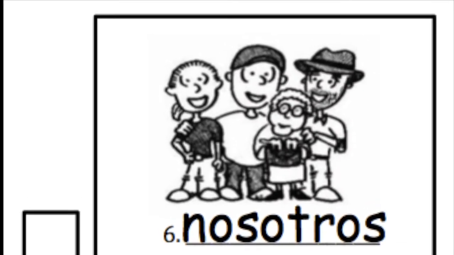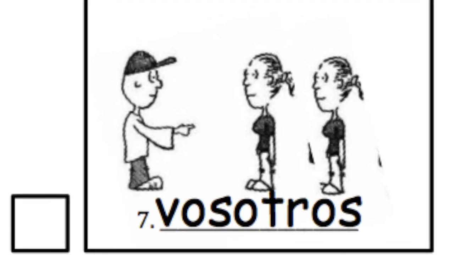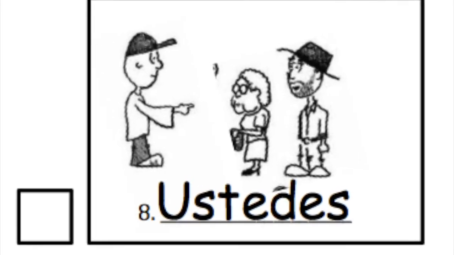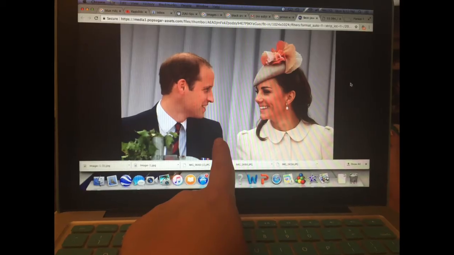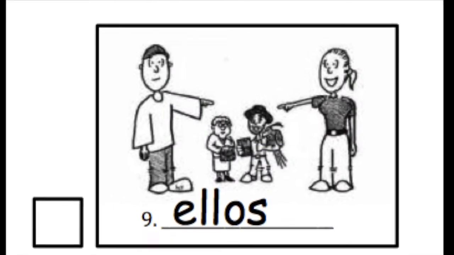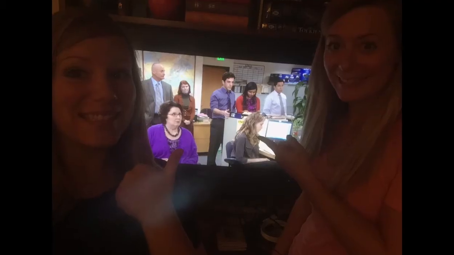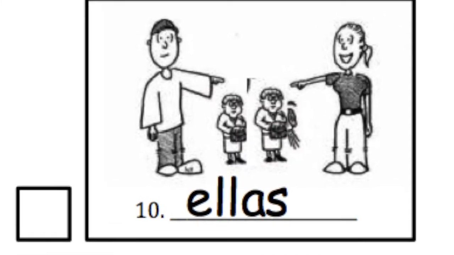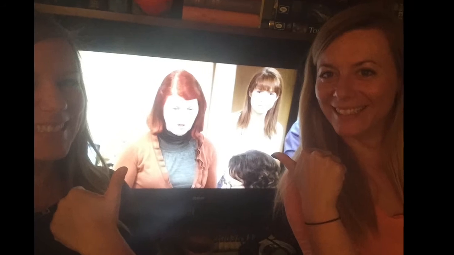Nosotros is how we say we, so take a selfie of you and a group of people, but be careful with gender. We are all girls, so I would say nosotras, not nosotros. Remember, vosotros is how you say you all or y'all, so take a picture of yourself pointing to a group of people. Ustedes is you all formal, so take a picture of yourself pointing to formal people or teachers. Ellos is they, so take a picture of you and a friend pointing to a group of people, mixed gender or boys. Ellas is they, feminine, so take a picture of yourself and another person pointing to a group of girls.